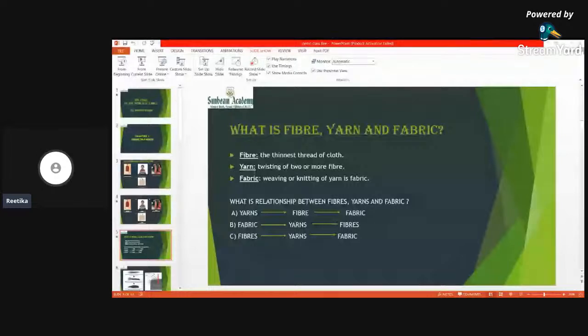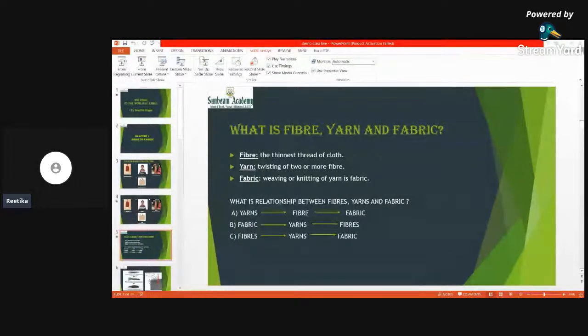Very good, Neha. The correct answer is C. See, fibers make yarn and yarn makes fabric. Sneha, A is not the right answer. Yes, Neelam. Option C is the correct answer. No, Keshav, A is not right.